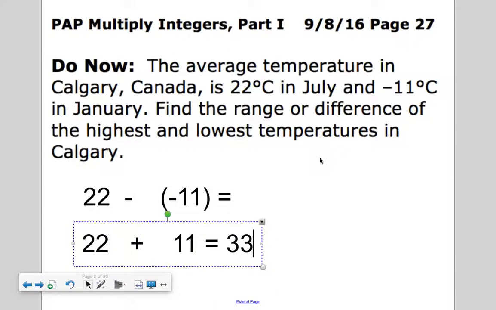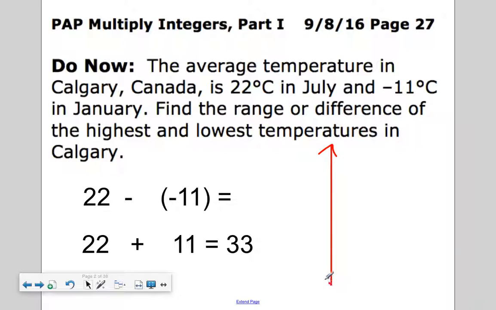Another way you could have seen it is this is a thermometer. This is 0 degrees, so we're at 22 degrees. So 22 is right here. Negative 11 is right here. What is the difference? Or you can also think of it as the distance from 22 to negative 11. From 22 to 0 degrees is 22 degrees difference. And from 0 to negative 11, 11. So 22 plus 11 is 33.